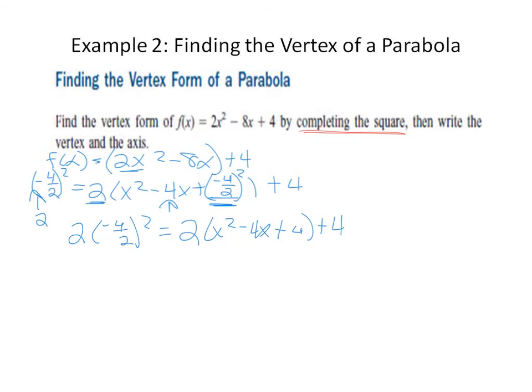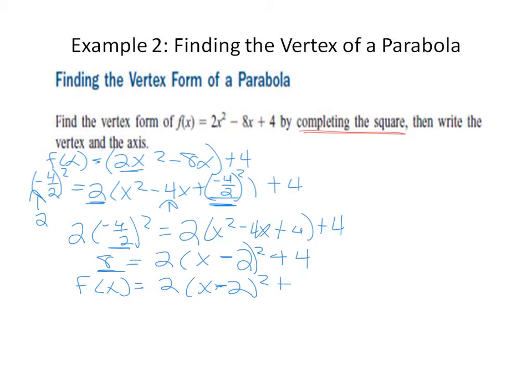So I'm going to factor the bottom. So let's go ahead and take care of this. Negative 4 divided by 2 is negative 2, squared is 4, times 2 is 8, equals 2. And this is x, not plus, x minus 2 squared, right, quantity squared, plus 4. Now, we want this here to be just f of x, so we're going to take that 8 over. So f of x equals 2 times x minus 2 squared, and if I subtract 8, I get negative 4.